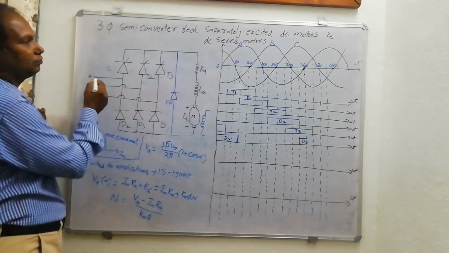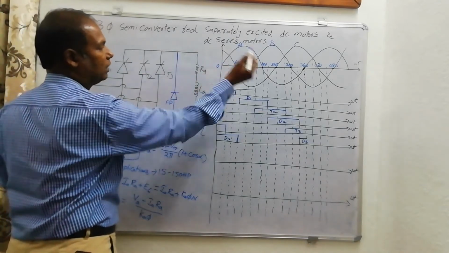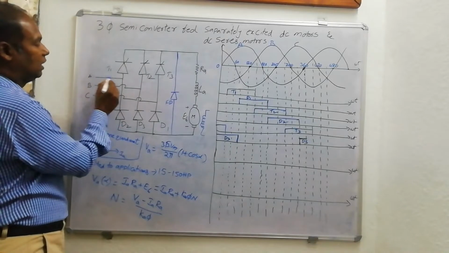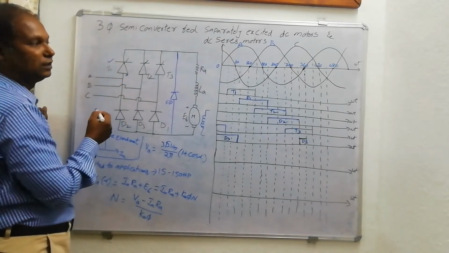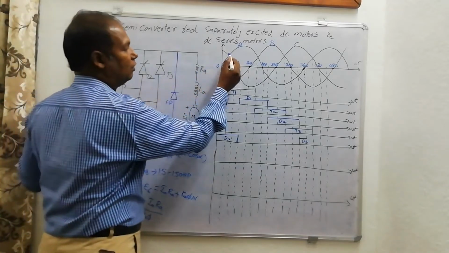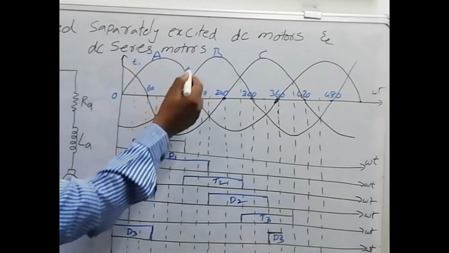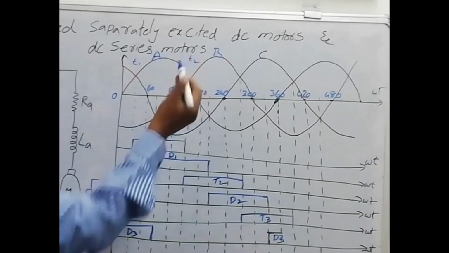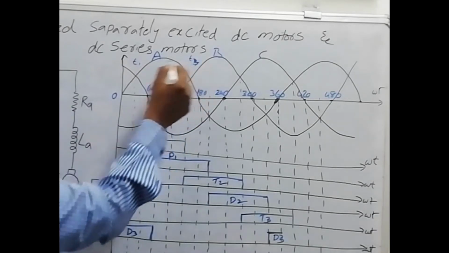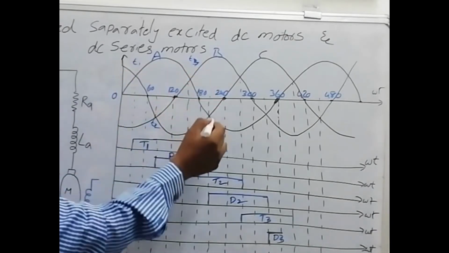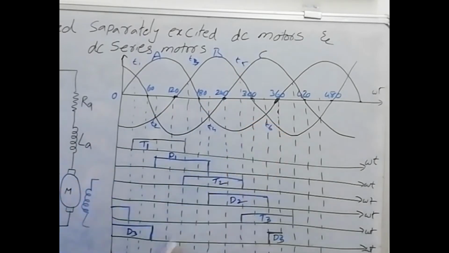First, A phase. It starts from 0. You have to move along the x-axis. A phase is connected to the anode of T1, so that means it is in forward bias condition. You have to assume this is the T1 period, this is T2, this is T3, T4, T5, and this is T6.